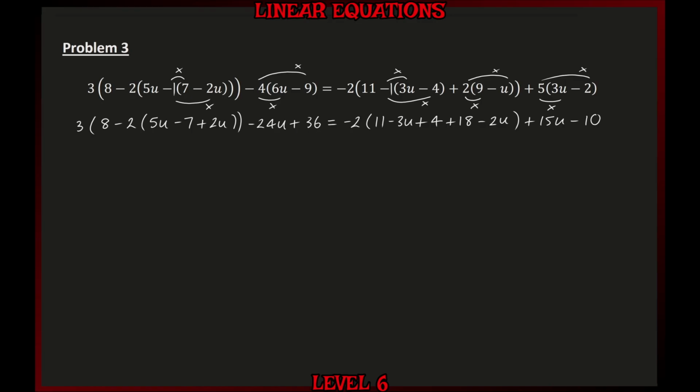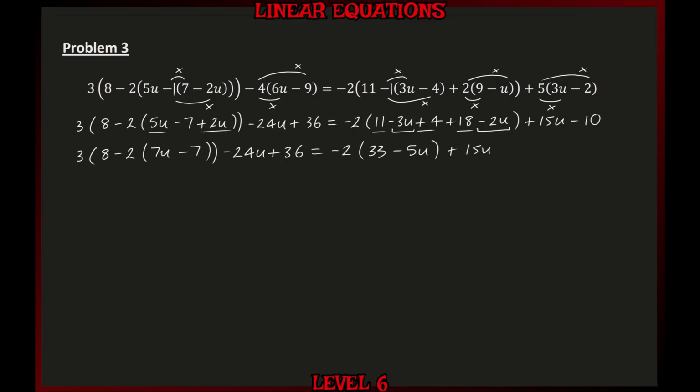Now we can simplify the terms inside those brackets. So we have 3 multiplied by 8 minus 2 times, and inside this bracket 5u plus 2u is 7u, and we still have a minus 7 in there. We have minus 24u plus 36, and that's equal to minus 2 multiplied by 11 plus 4 plus 18 gives us 33, and minus 3u minus 2u gives us minus 5u. And we still have a plus 15u minus 10 at the end.